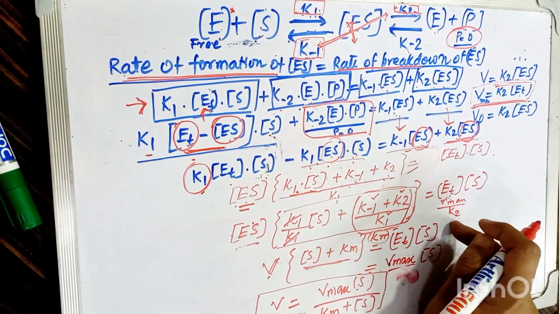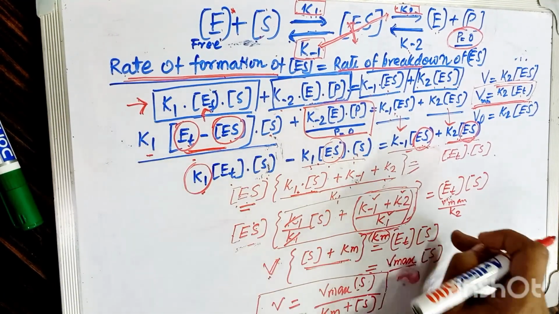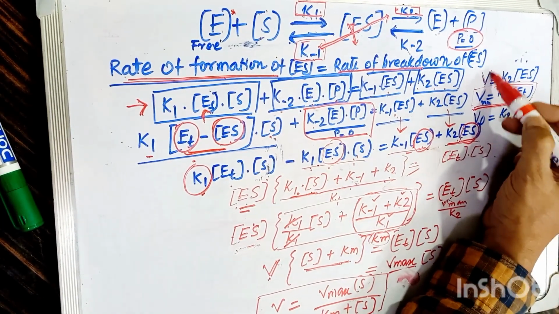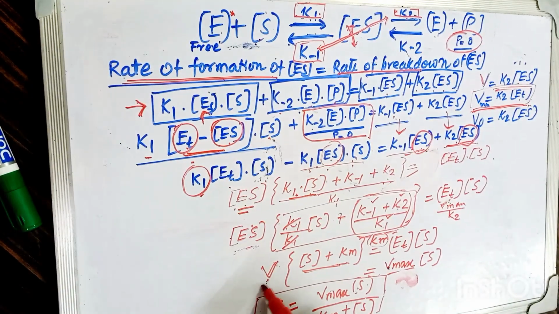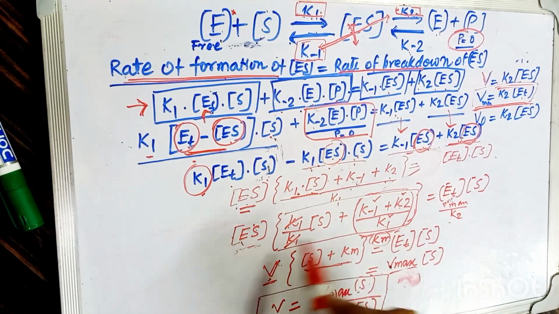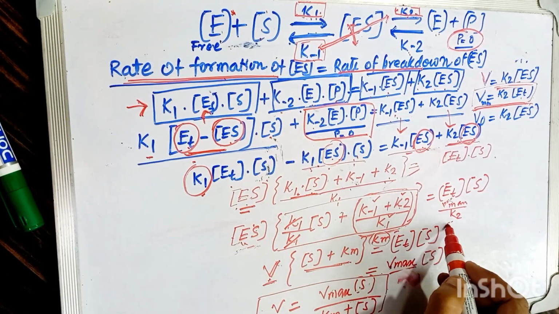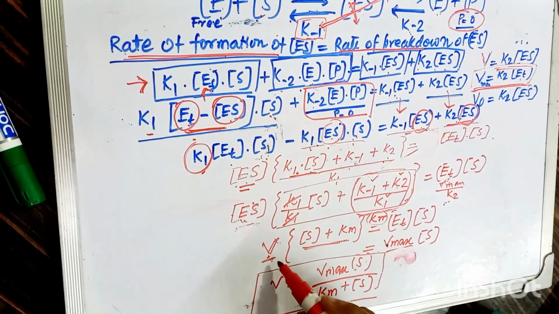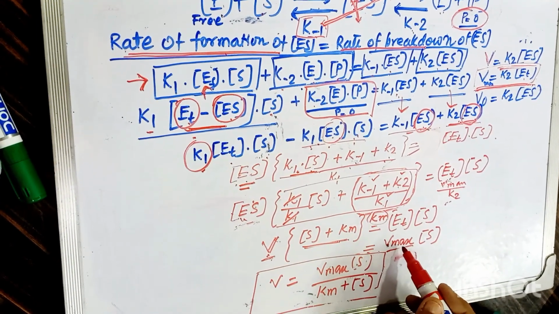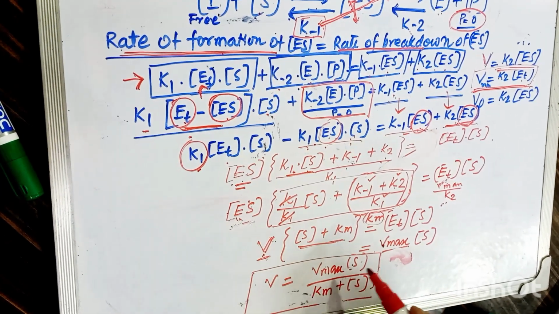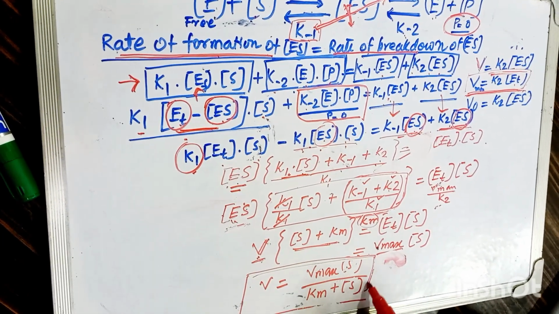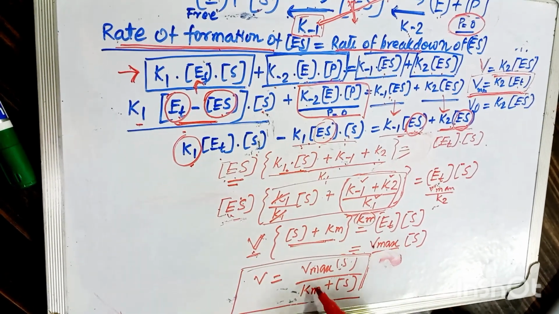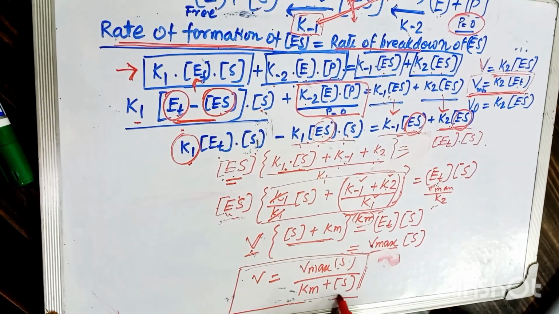And from this K2 into ES part, I wrote the velocity. This velocity came from K2 into ES. So velocity becomes this expression, and the Vmax remained. We got the final expression: velocity is equal to Vmax into S by Km plus S.